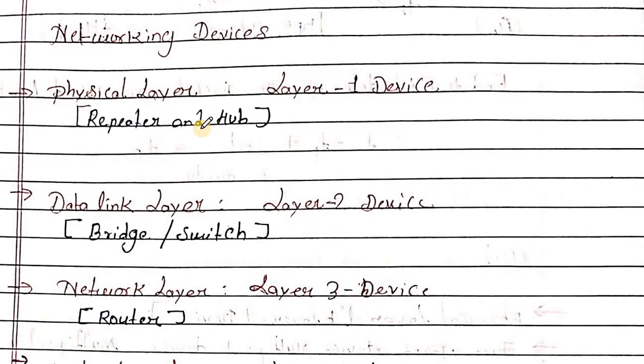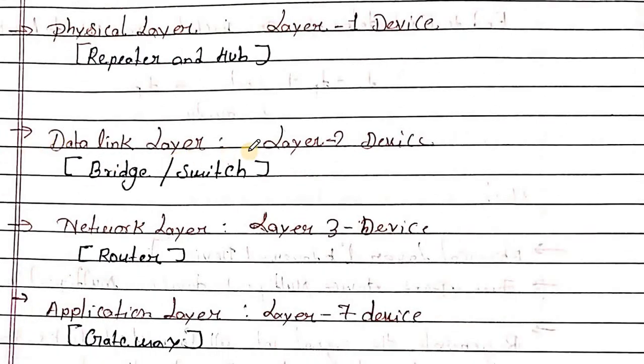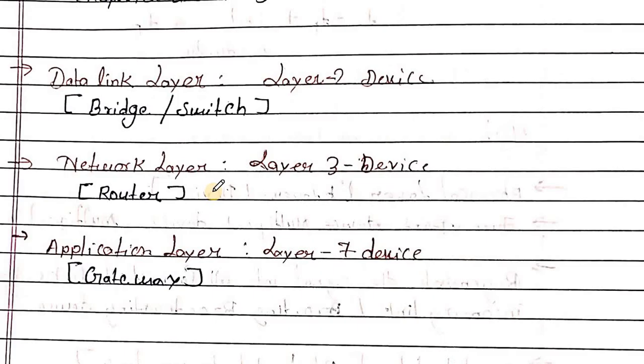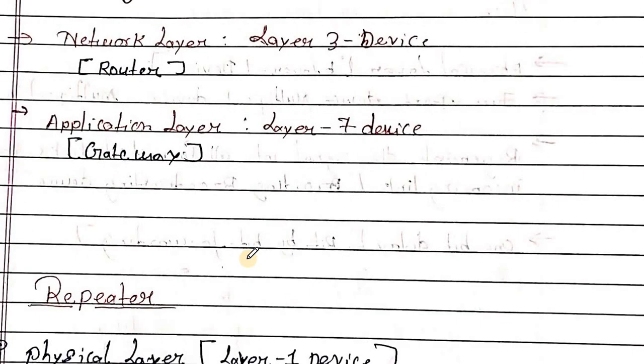In the physical layer there are network devices called layer 1 devices, having a repeater and hub as examples of physical layer devices. Now the data link layer is called layer 2, and examples of layer 2 network devices are bridge and switch. The network layer devices are called layer 3 devices, and the example is router. And the application layer devices are called layer 7 devices, and the example is gateway. Gateway is a protocol converter device.